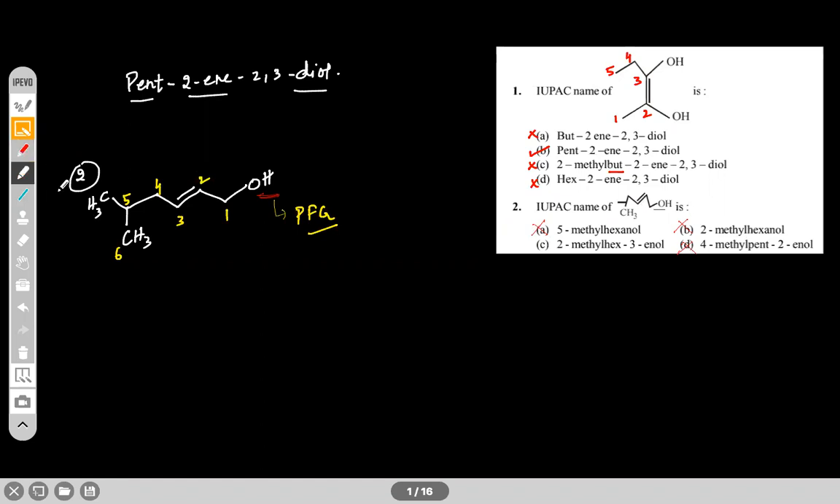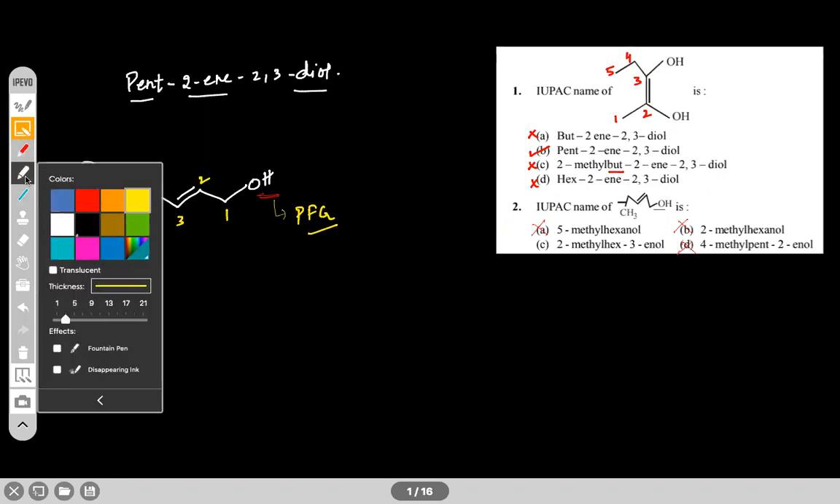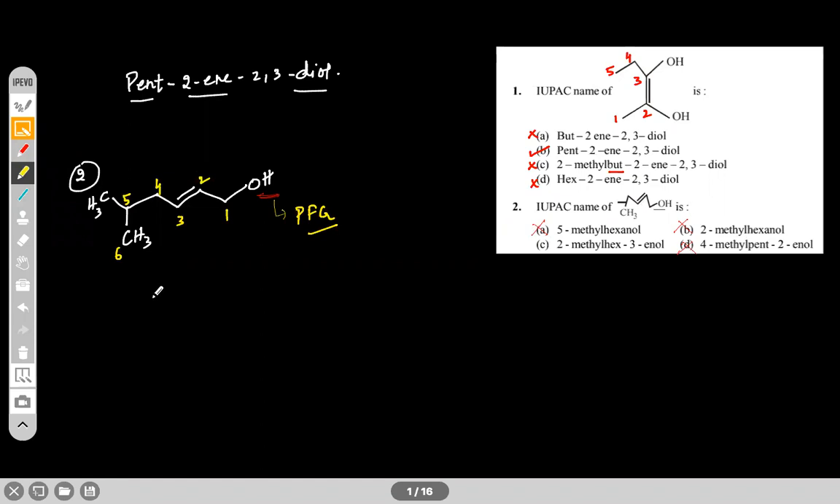I'll write down the name of this compound this way. First of all, 5-methyl hex-2-ene-1-ol. 5-methyl hex-2-ene-1-ol.